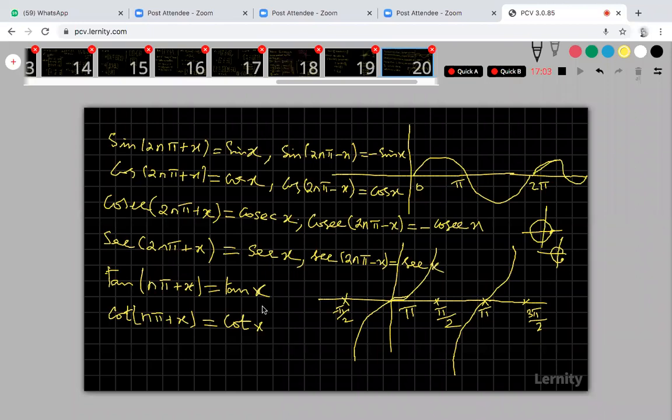Here we get minus tan x. Your tan of n pi minus x is minus tan x. Cot of n pi minus x is minus cot x. Please note all these things. Wherever you want, you use these results.